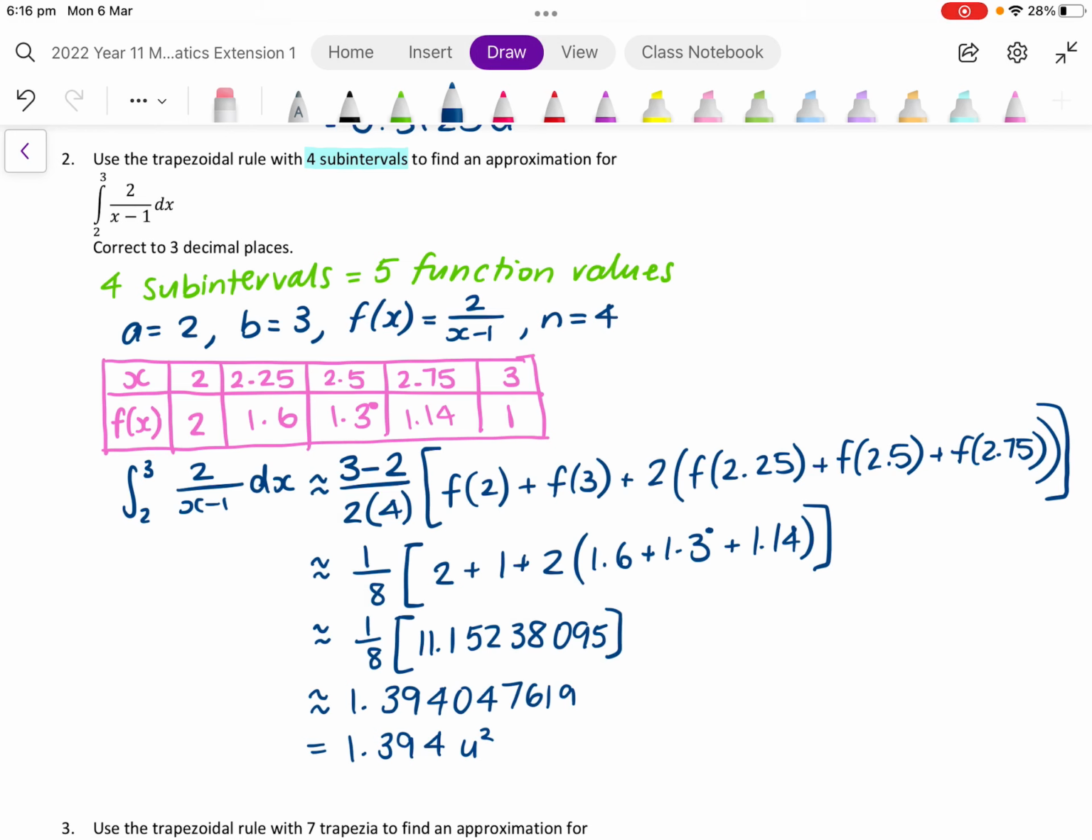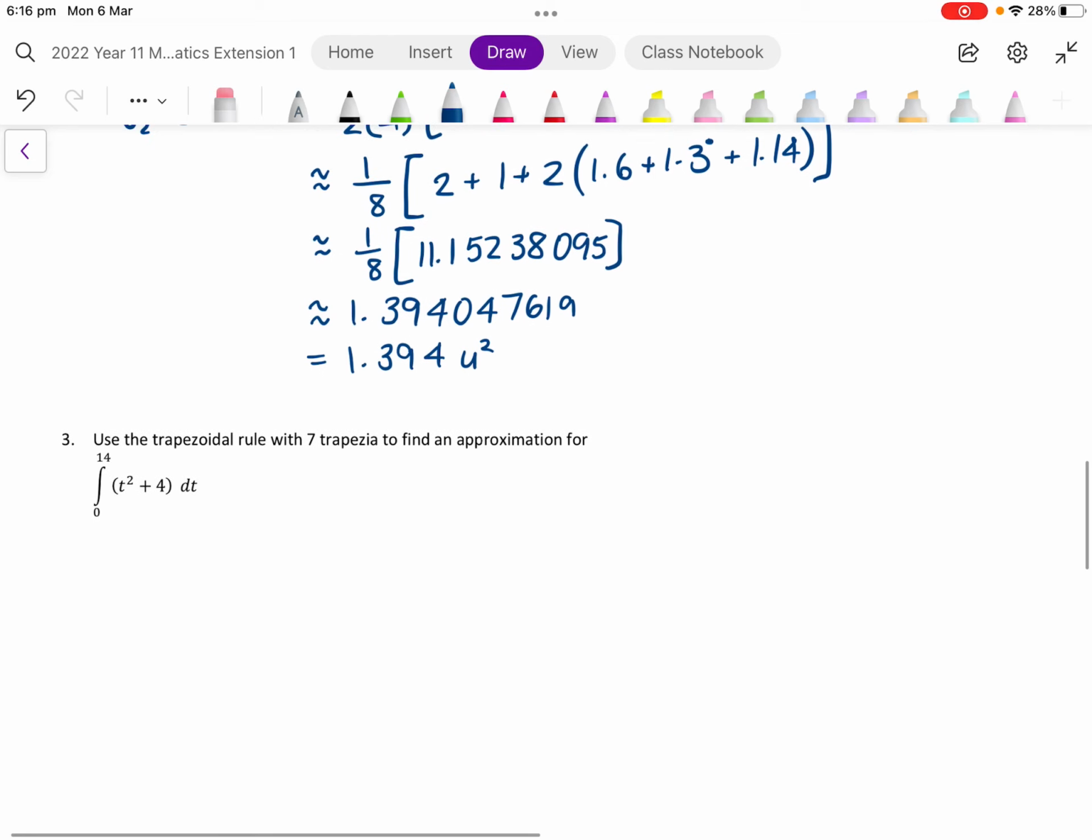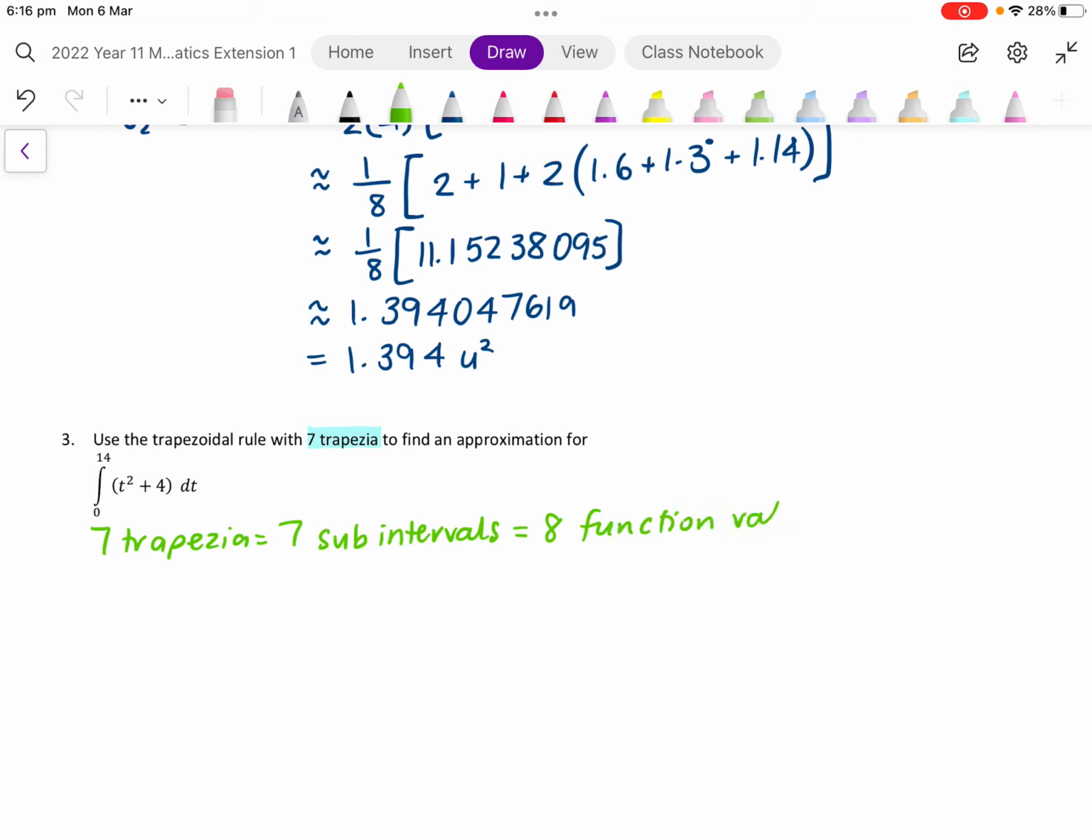Okay, our next example, we want to use the trapezoidal rule with 7 trapezia to find an approximation for the integral of 0 to 14 of t squared plus 4 dt. So we have 7 trapezia. Now trapezia are exactly the same as subintervals, so that means we have 7 subintervals, which means we have 1 more function value, so we have 8 function values. And so our n will equal our 7.